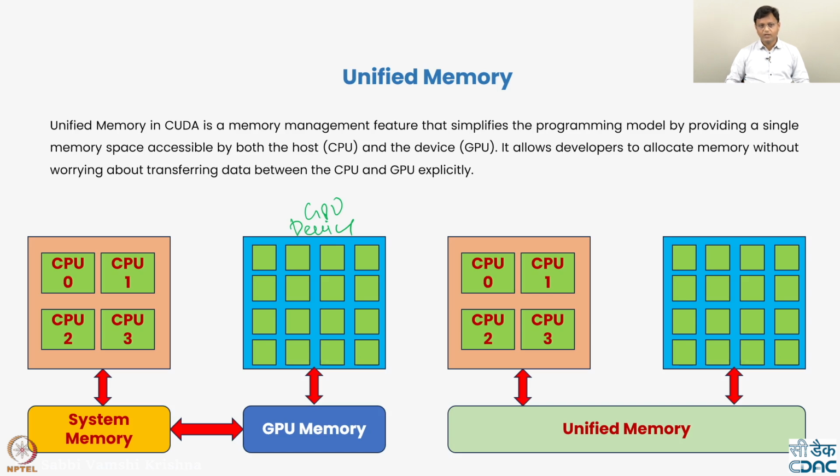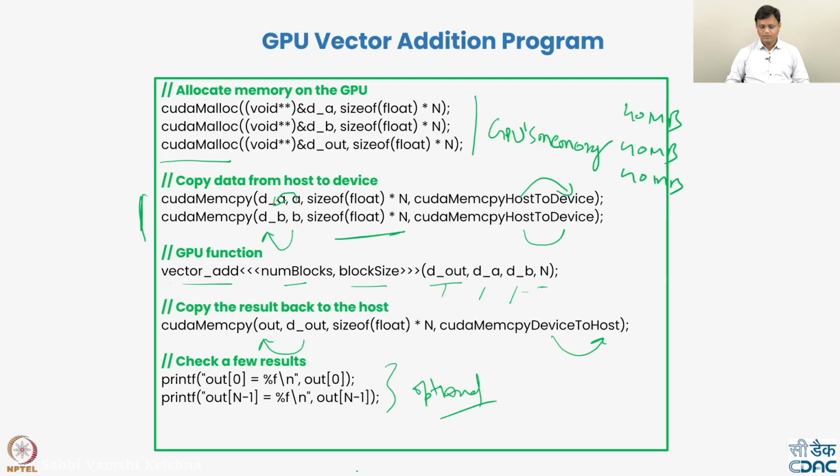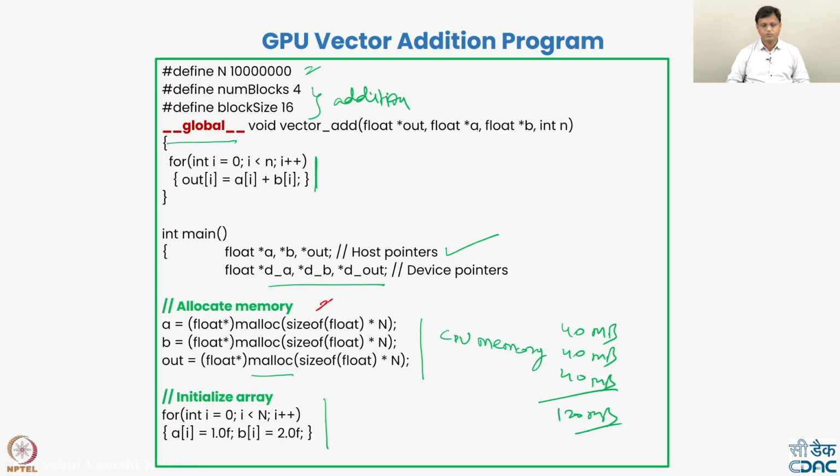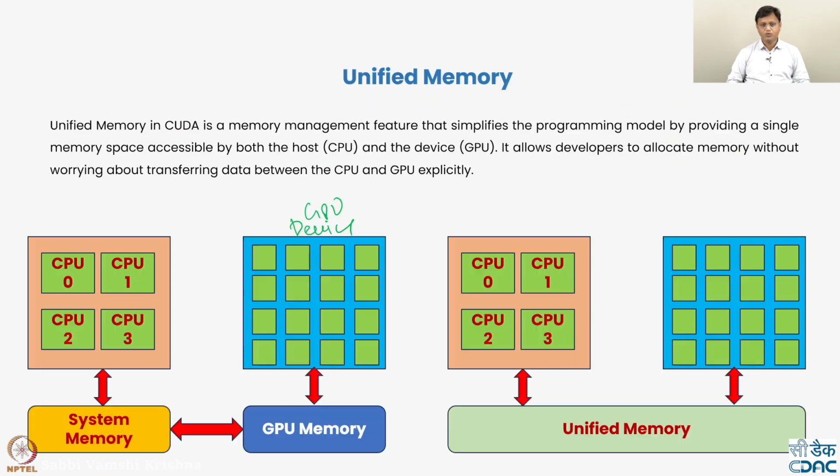Unified memory in CUDA is a memory management feature that simplifies the programming model by providing a single memory space accessible by both host and device. It allows the developer to allocate memory without worrying about transferring data between CPU and GPU explicitly. In the previous example, we explicitly allocated some space on the CPU and some space on the GPU. If you are using the unified memory concept, you need not worry about such allocation explicitly.